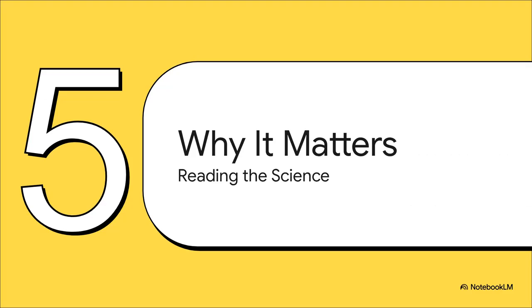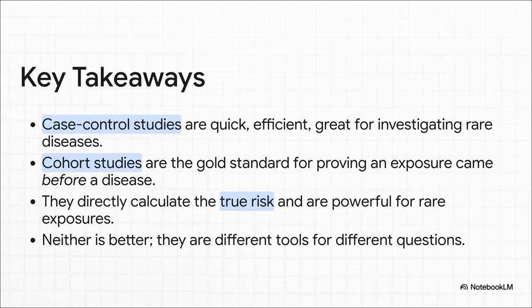So, why have we spent all this time geeking out on study design? Because once you understand the playbook the scientists are using, you have the power to look at a headline and really understand the evidence behind it. Let's wrap this up. Think of it this way. Case control studies are the sprinters. They are fast, they are efficient, and they're perfect for getting a quick answer, especially when a disease is rare. Cohort studies are the marathon runners. They take a ton of time, a ton of money, but they give you that rock-solid timeline and let you calculate the true absolute risk.